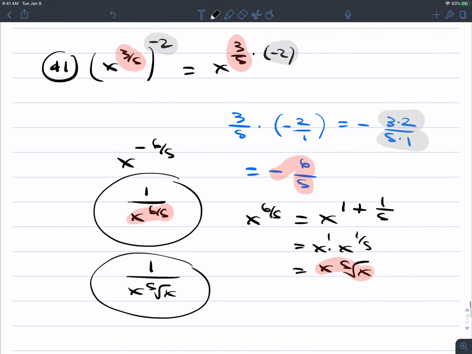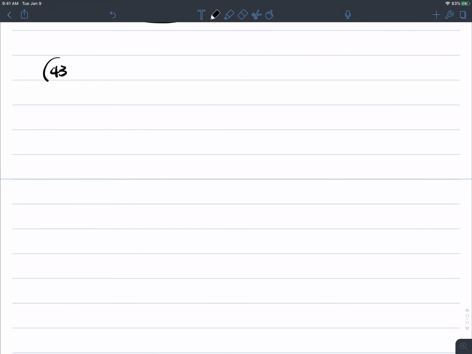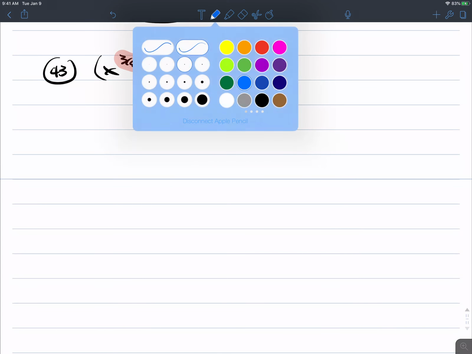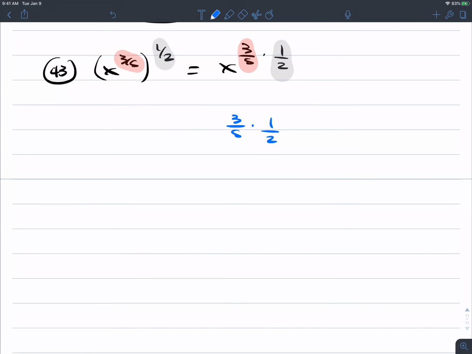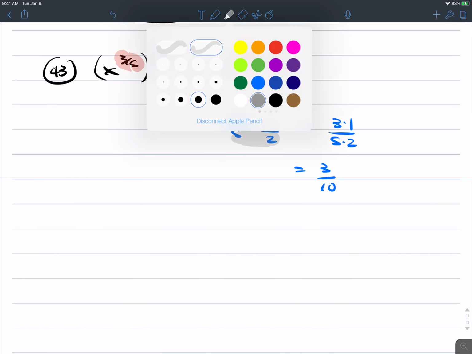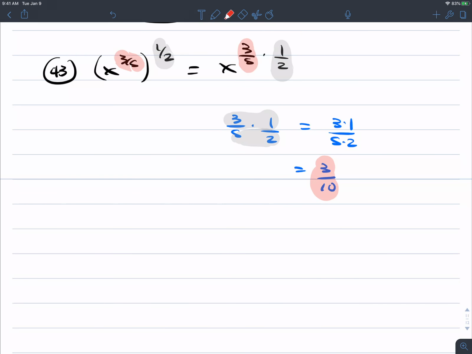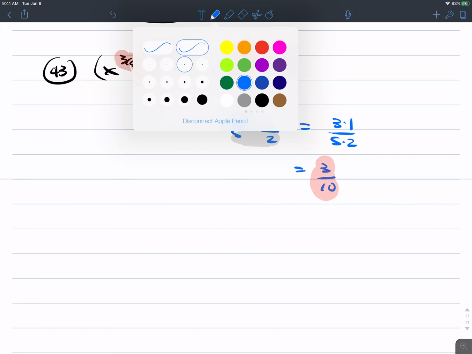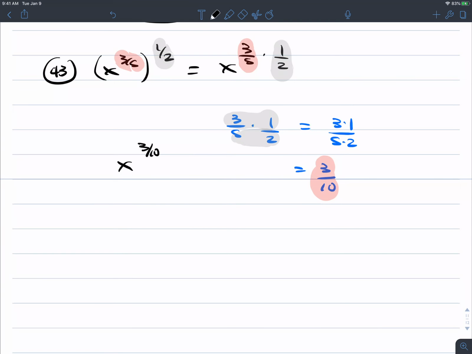Okay, so we just simplified here. You now have 43, x to the 3/5 raised to the 1/2, which becomes x to the 3/5 times 1/2. Remember, 3/5 power times 1/2, and it's multiplication. So the work here is going to be 3/5 times 1/2, which is 3 times 1 over 5 times 2, because again, you multiply horizontally across, and we end up with 3 tenths. So here's going to be my new power. Are we okay with that? Arithmetic is fine? Double check, because remember, I'm not really awake. X to the 3/10. How do we write this as a radical? It's the 10th root of x cubed.